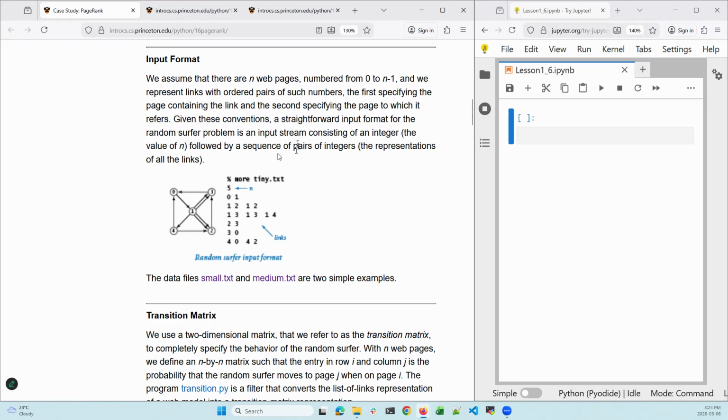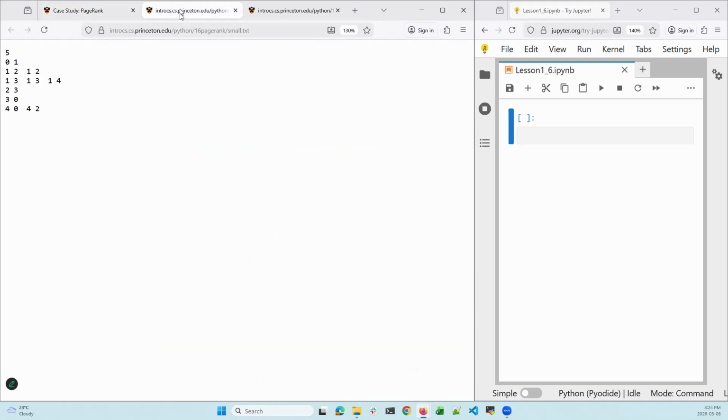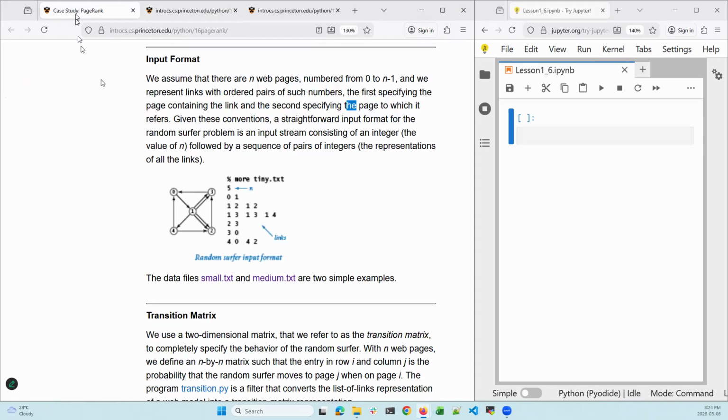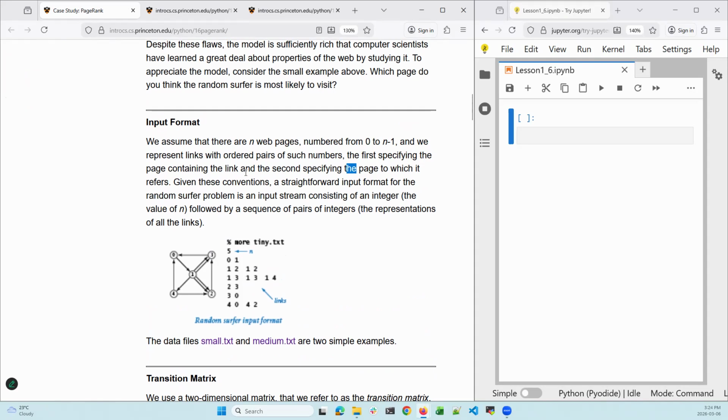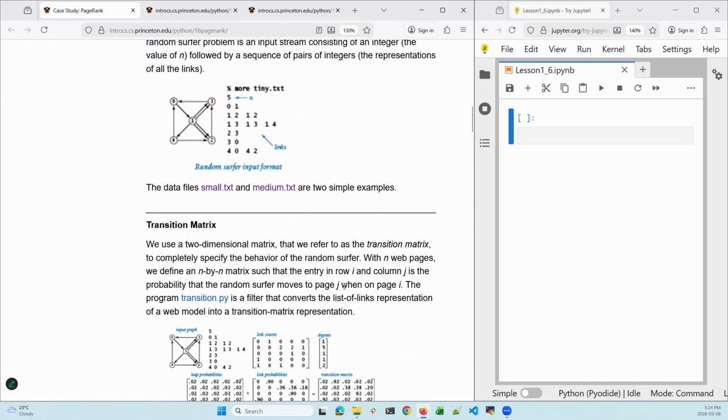So again, we assume that there are n pages. Here are the n pages, numbered from 0 to n-1, and we represent links with ordered pairs of such numbers. The first specifies the page containing a link, and the second specifies the page to which it refers. So here's a very simple example of the pairs of pages and the links. So these are the links, and these are the n web pages, and these are the links.